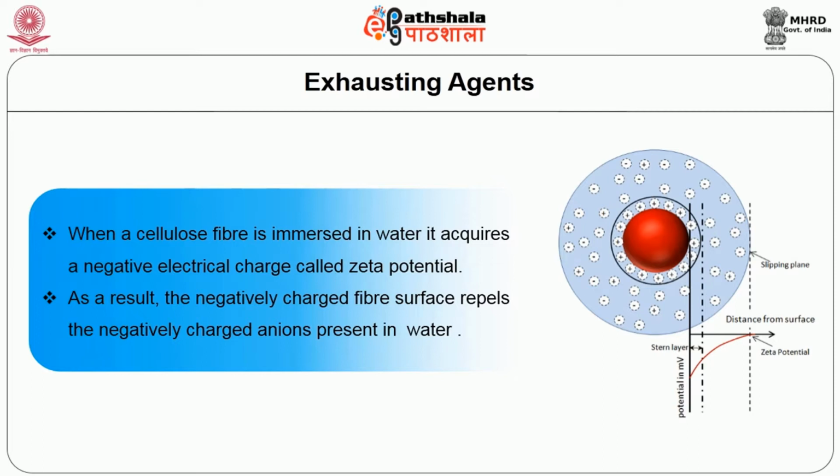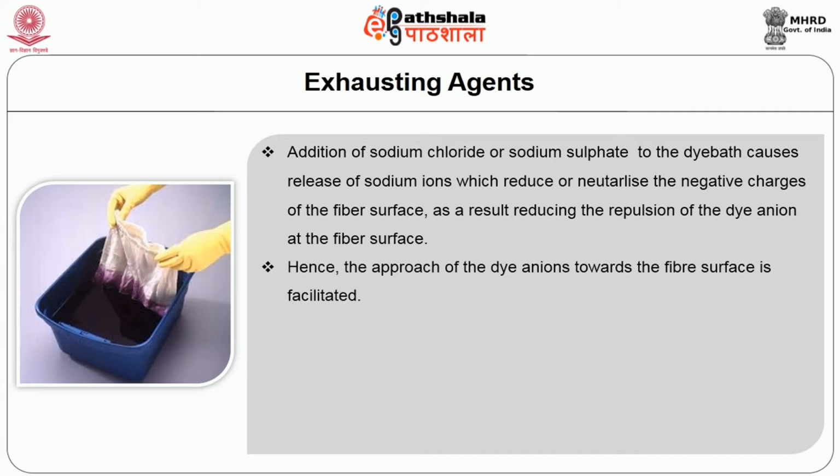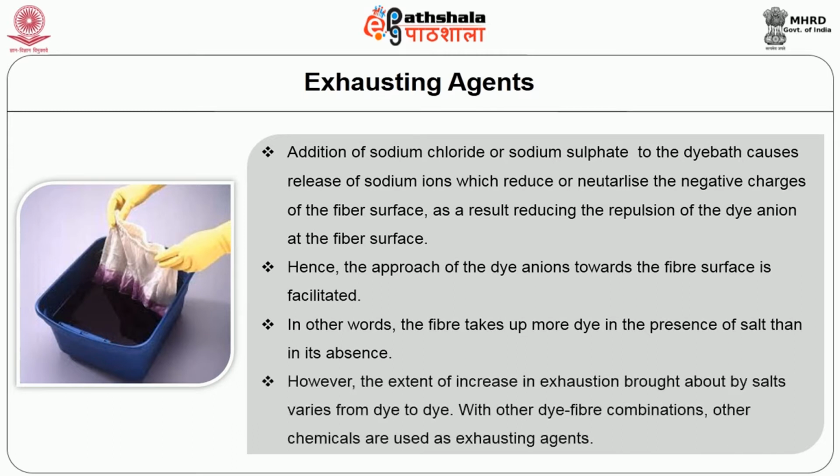When a cellulose fiber is immersed in water, it acquires a negative electrical charge called zeta potential. As a result, the negatively charged fiber surface repels the negatively charged anions present in water. Addition of sodium chloride or sodium sulfate to the dye bath causes release of sodium ions which reduce or neutralize the negative charges of the fiber surface, as a result reducing the repulsion of the dye anion at the fiber surface. Hence, the approach of the dye anions towards the fiber surface is facilitated. In other words, the fiber takes up more dye in the presence of salt than in its absence. However, the extent of increase in exhaustion brought about by salts varies from dye to dye.